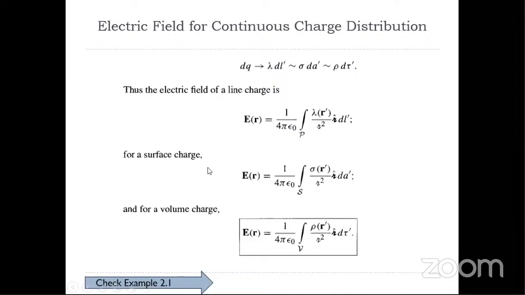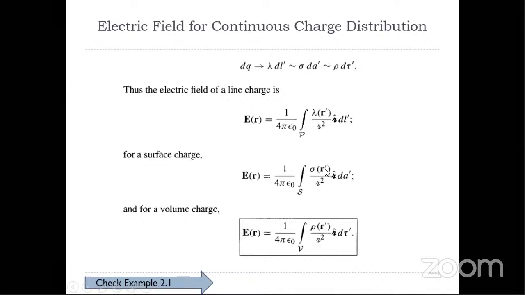What is next? The electric field because of entire surface. And therefore you will have to take integration over entire surface. Again, 1 upon 4 pi epsilon 0 multiplied by dq divided by r square multiplied by r cap. That is basic equation. But how to express dq now? In case of a surface charge, it is sigma dA dash. So this is sigma dA dash. That is dq.